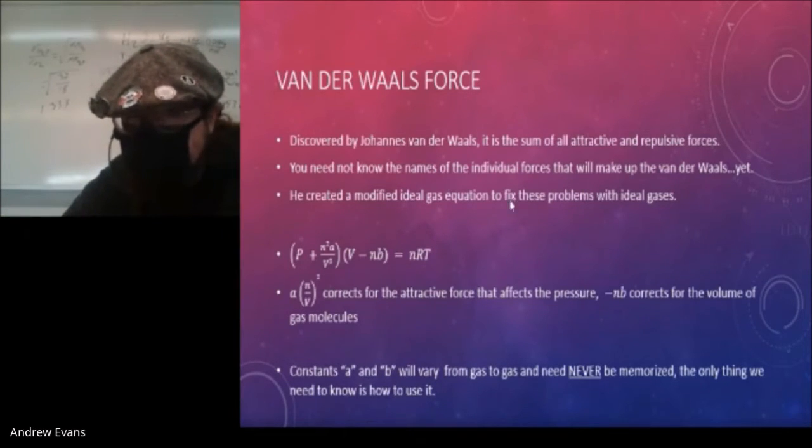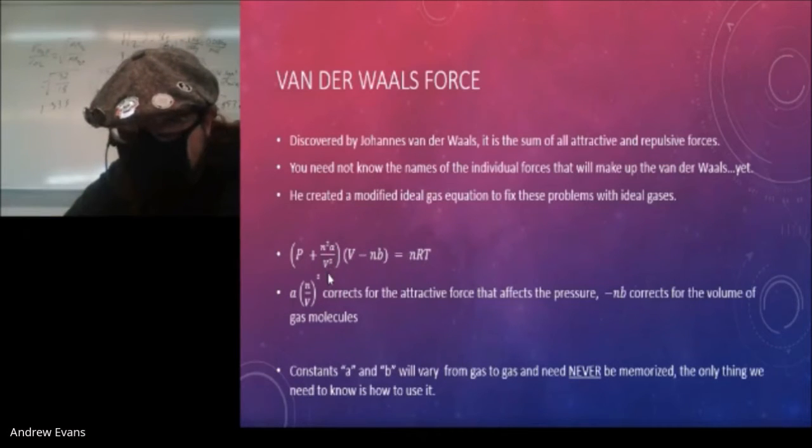So he essentially modifies the ideal gas equation to fix for these problems. We get first pressure, instead of just pressure, it's pressure plus the moles squared times the attractive force over the volume squared.